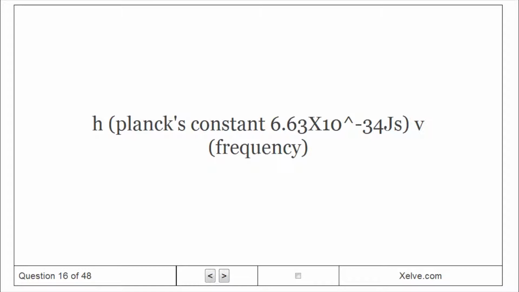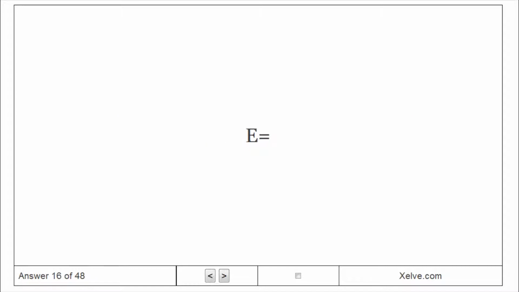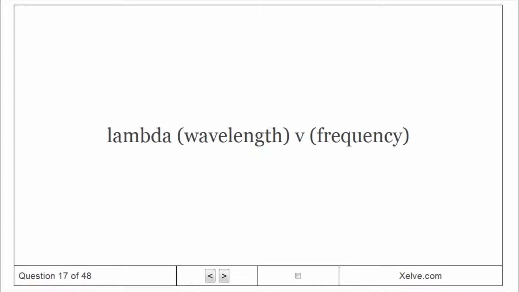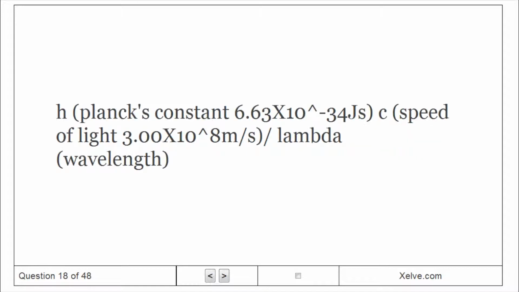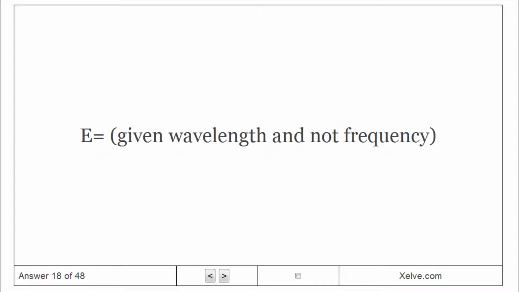E equals hv. E equals hν. c equals λν. E equals hc over λ.